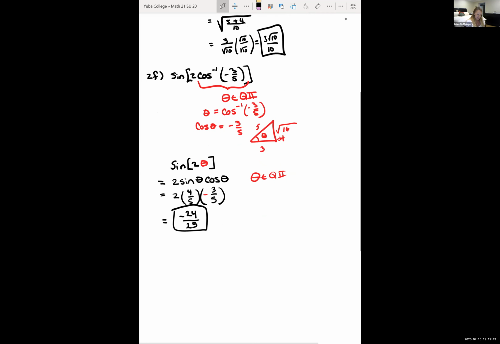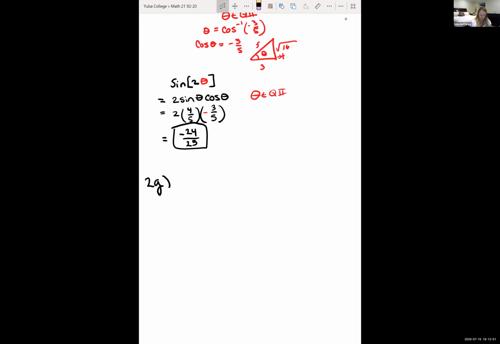So we only have 8 minutes, so I don't think we're going to get through this, but we're going to start flying on this. Cosine of tan inverse of -1 minus sine inverse of -4/5.